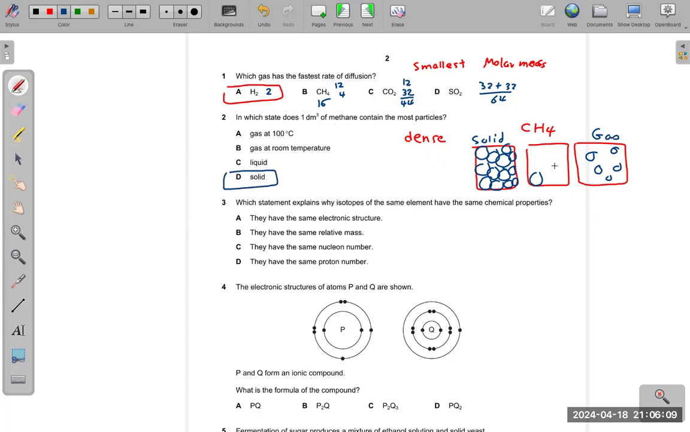This is the more particles. Here there will be spaces. Here there will be big spaces. So the solid is the most dense, which means it has the most number of particles.